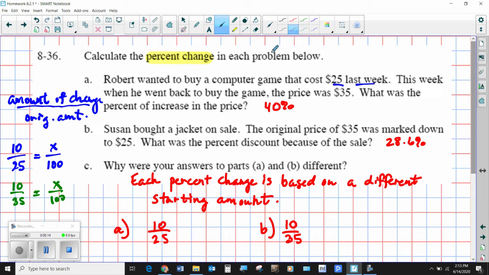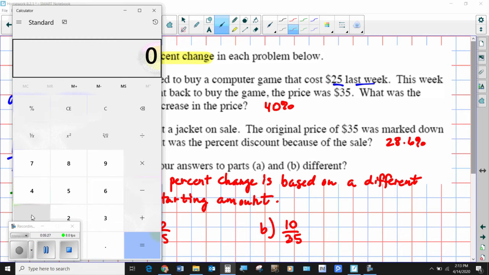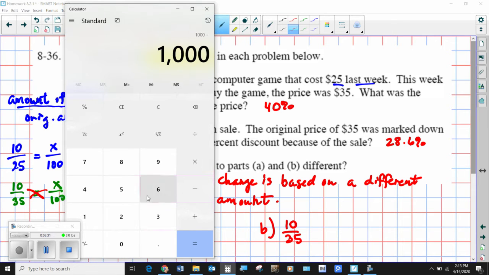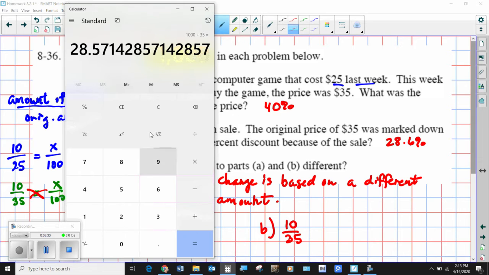And in this situation, I'd probably just cross multiply and say 35x is equal to 1,000, and then 1,000 divided by 35. Oh, goodness gracious. Let's move you out of there. 1,000 divided by 35 gives you this. So that ends up being, rounding up, your percent, 28.6, when you round that to the nearest tenth.